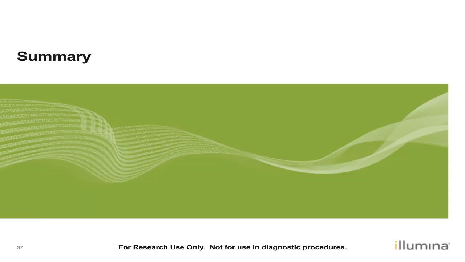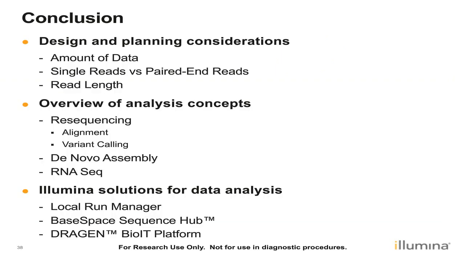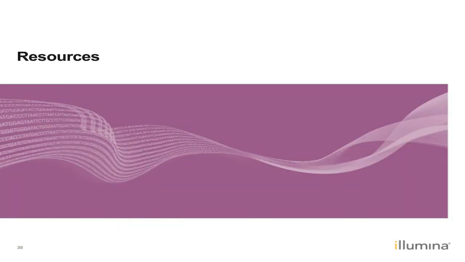Okay, so that about brings us to our close. So just again, we want to reiterate everything we talked about. I know it was a lot. So we had our whole section about designing and planning considerations, thinking about the amount of data that we need, the types of reads and the read lengths. Then we had an overview, of course, not completely covering everything, but to give you a nice introduction of resequencing, de novo, and RNA-Seq. And lastly, we talked about our Illumina solutions for data analysis, such as Local Run Manager, BaseSpace, and Dragon. So last couple of items I want to leave you with, we do have some resources.